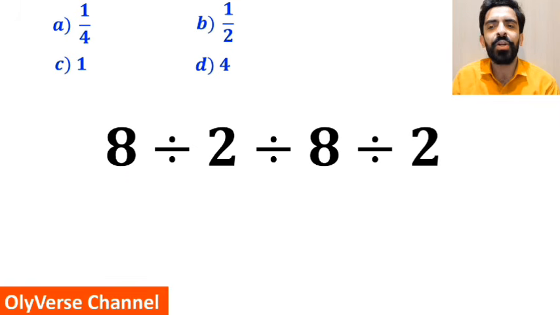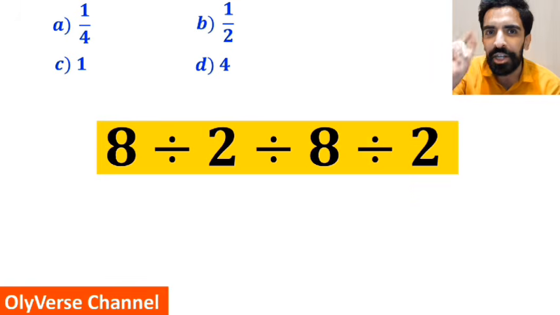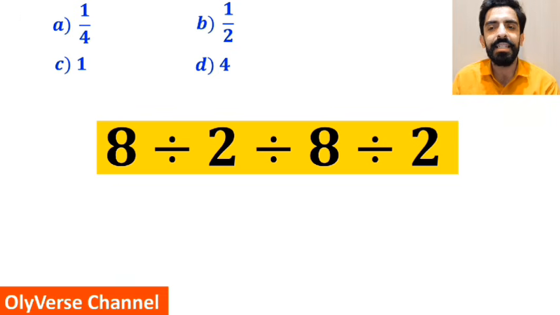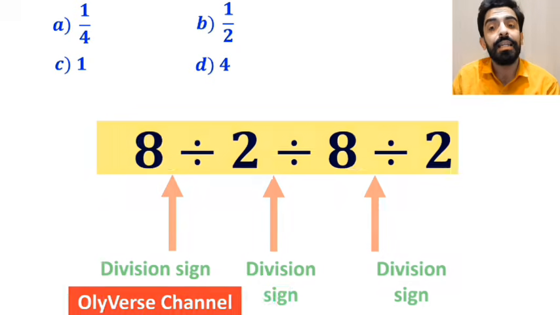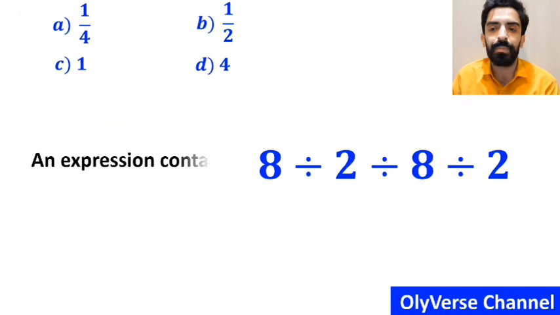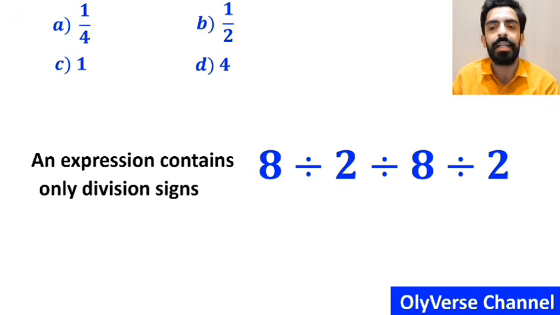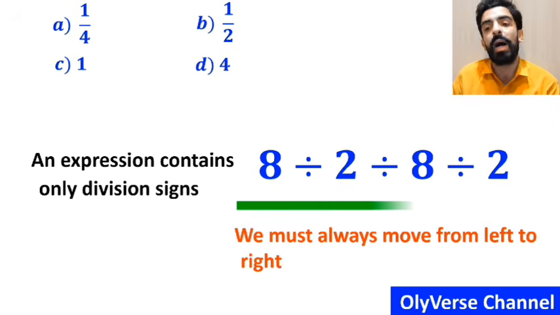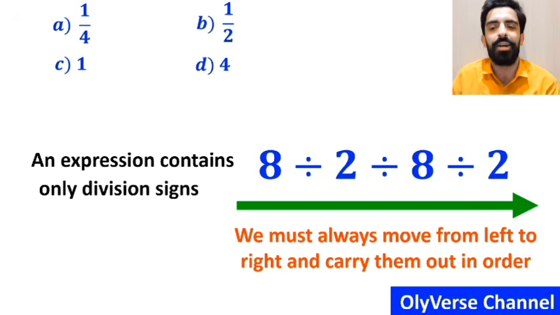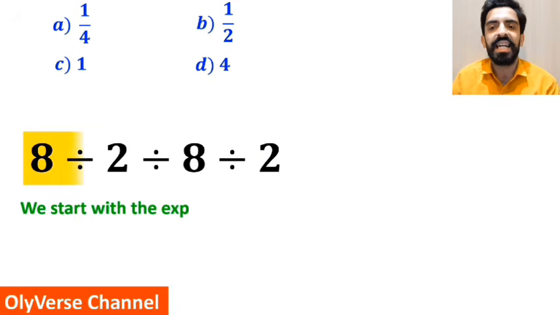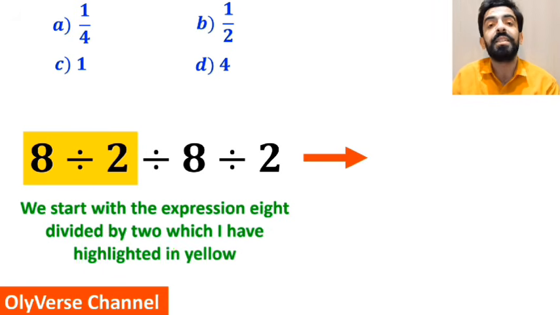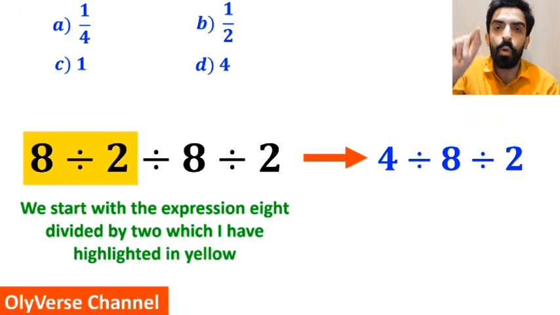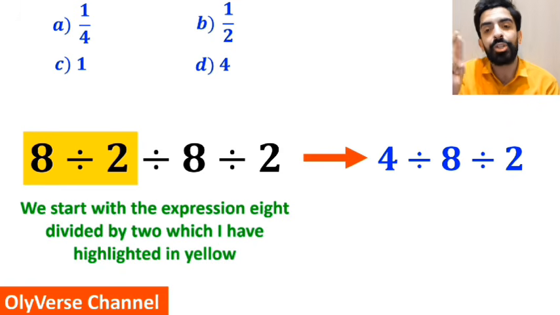Alright, now let me walk you through step by step how to solve this expression properly. As you can see in the image, in this expression, we have 3 division signs. It's very important to note that when an expression contains only division signs, we must always go from left to right and carry them out in order. So, first we start with the expression 8 divided by 2, which I have highlighted in yellow. And instead of this expression, we can write 4 divided by 8, then divided by 2.